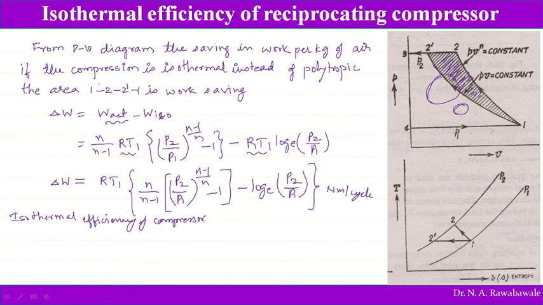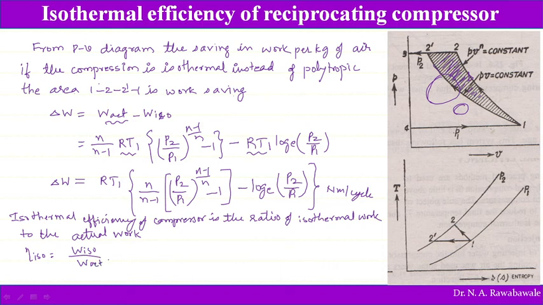is defined as the ratio of isothermal work to the actual work, that is, isothermal efficiency equals isothermal work divided by actual work.